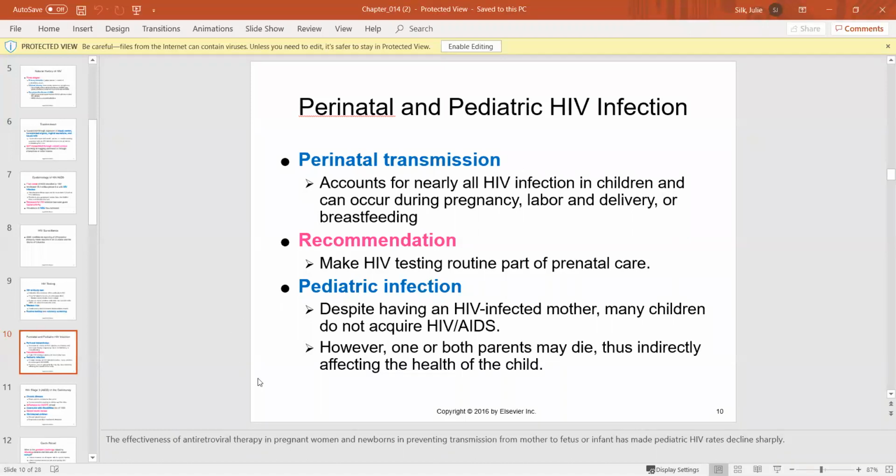And then with pediatric infection, despite having an HIV-infected mother, many children do not acquire HIV or AIDS, which is great. You would hope none of them would. However, one or both parents may die, and this indirectly affects the health of the child. So if you lose a parent because of this, then what's going to happen to the kid? The effectiveness of antiretroviral therapy in pregnant women and newborns in preventing transmission from mother to fetus or infant has made pediatric HIV rates decline sharply, which is great.